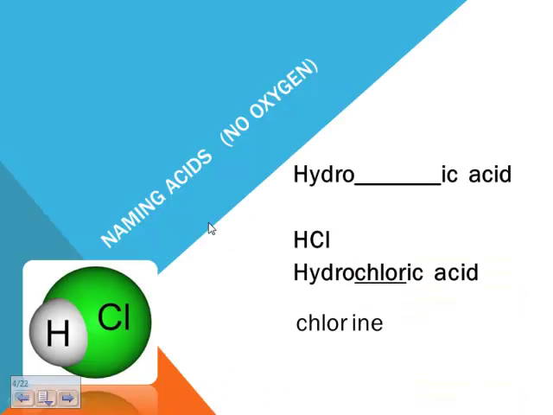We're going to begin by naming acids that have no oxygen. These acids will begin with the prefix hydro and end with the suffix ic, and then we'll tack on the word acid at the end. You're probably familiar with this, the most simple of acids, HCl, which is called hydrochloric acid.